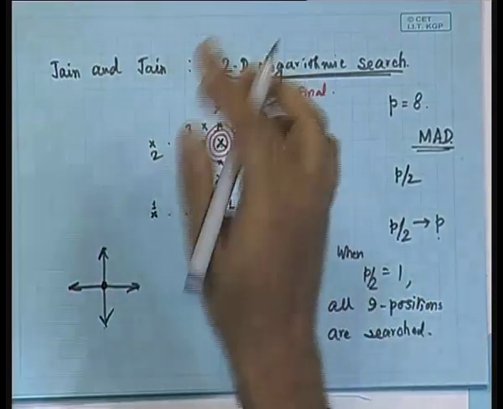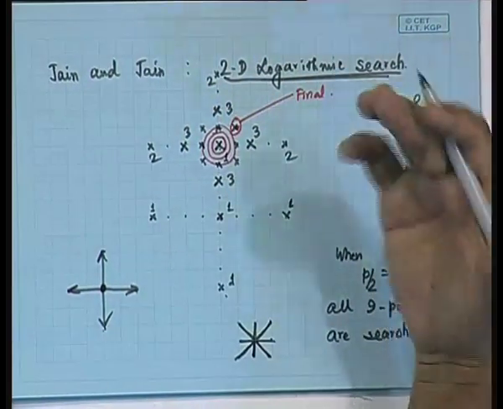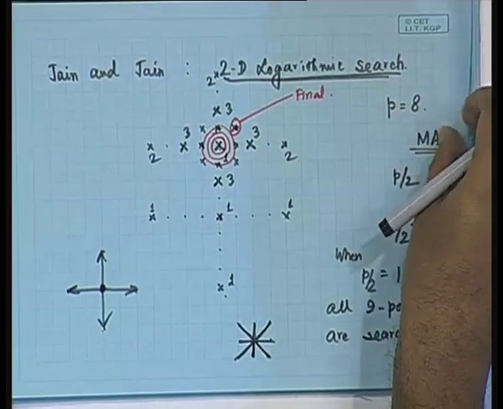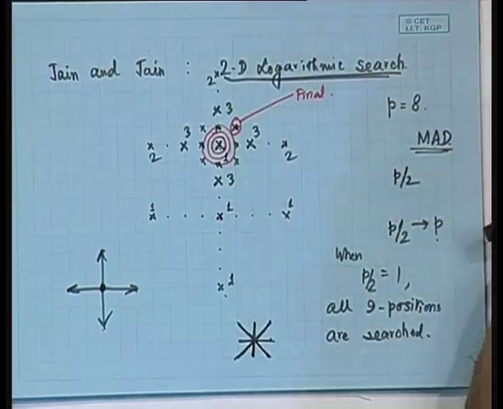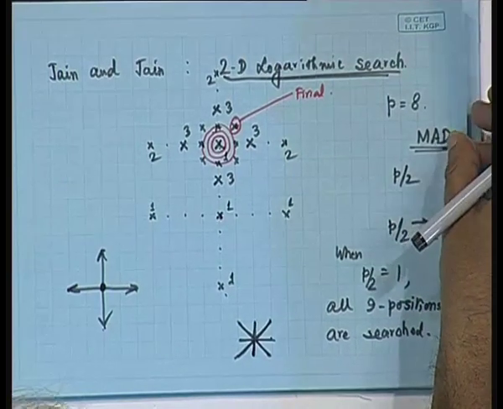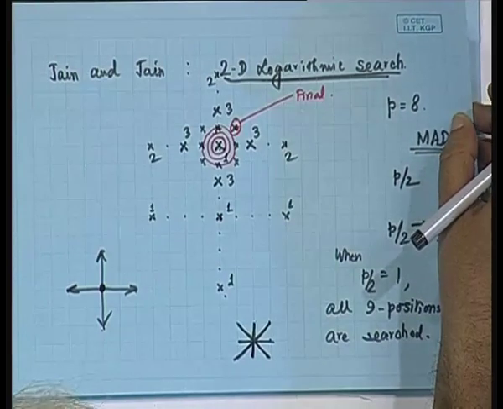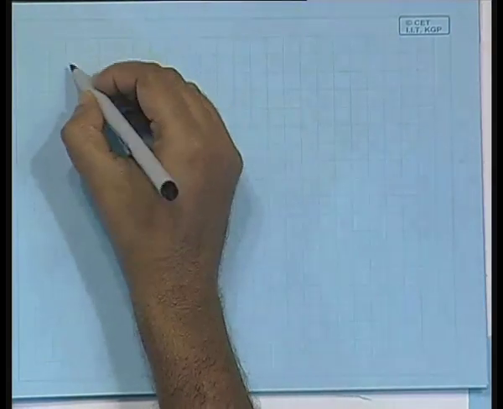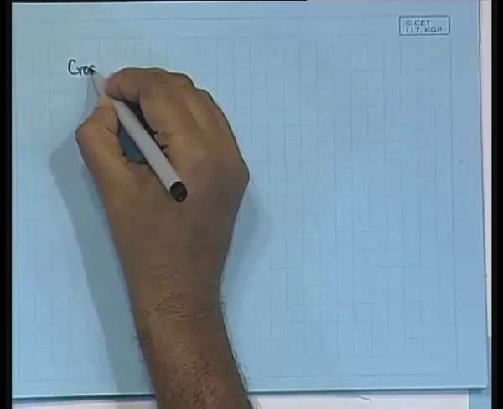Now, there is a variant of this algorithm. In fact, there are several variants of these fast search techniques which have been proposed in the past, and I can tell you about one other technique which is known as the cross search.